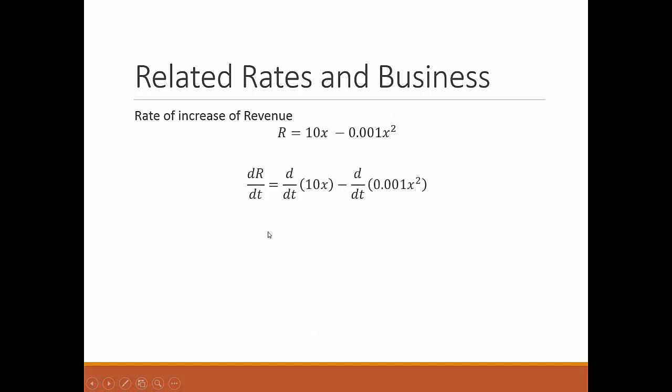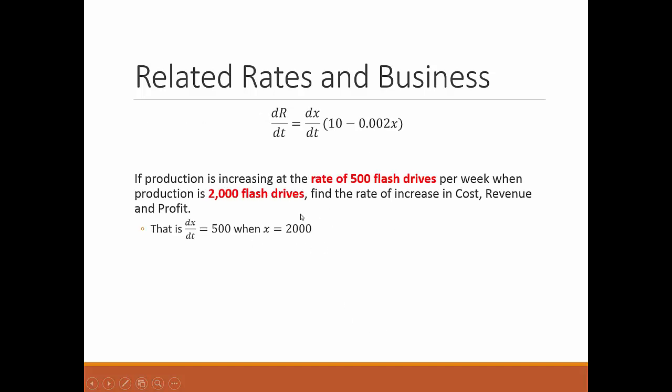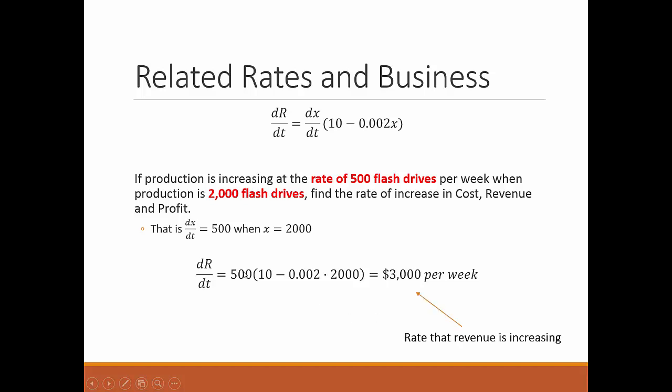I set up my revenue, I find the derivative with respect to time. So that's what I've done here, I've taken all of these derivatives with respect to time. And now I can take the information that's been given to me and plug in my change in X over change in T, as well as my X is 2,000. And I get the rate that revenue is increasing. So this one, the rate cared about how many of these flash drives I was producing. Let's do it again.